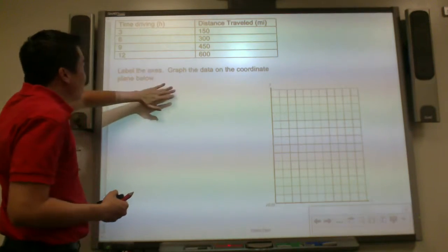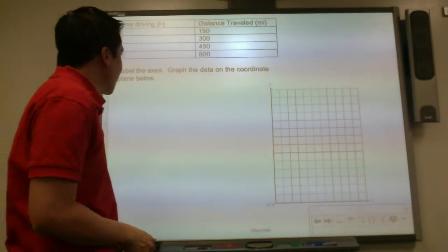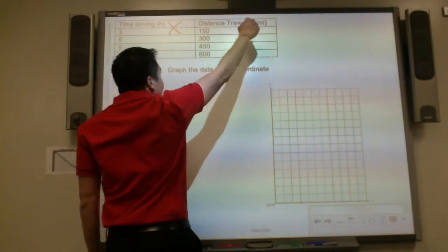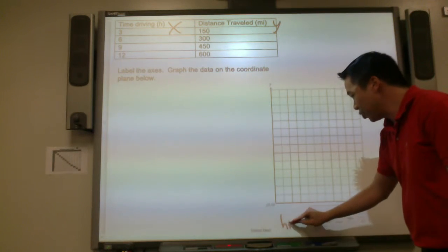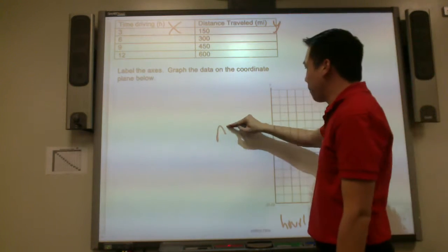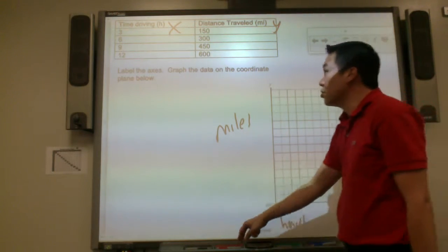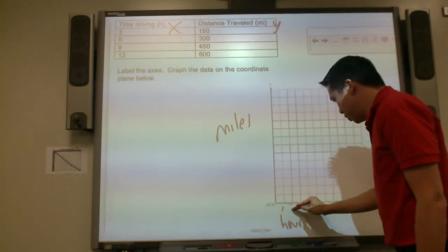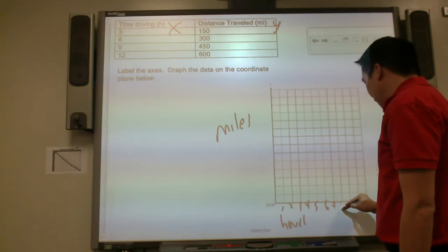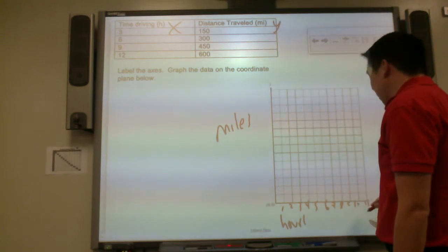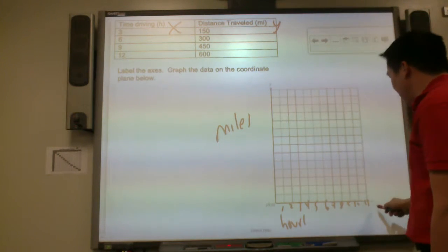This is the person who's driving, and this is how many miles they drove. Label the axis. This is x, this is y. So the x-axis represents the hours. This represents the miles. Let's move this. So 1, 2, 3, 4, 5, 6, 7, 8, 9, 10, 11. Okay, it's okay. We could go up to, if you want to stick a 12.